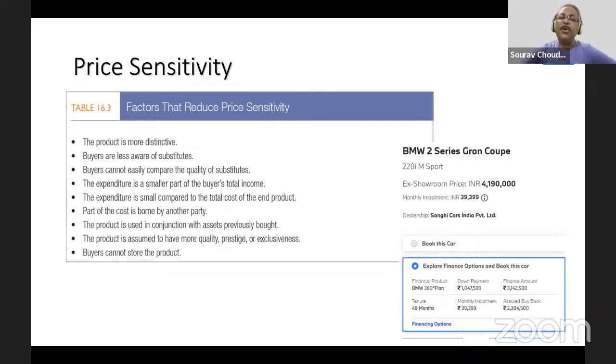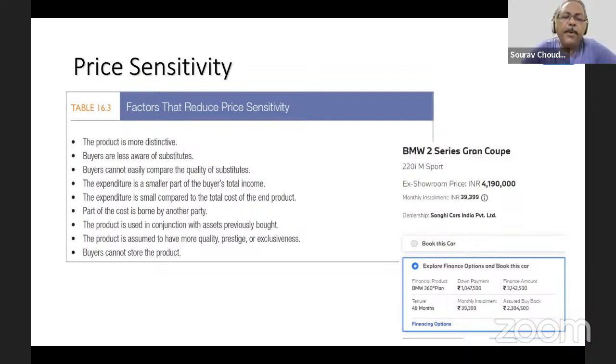So something which you own earlier, a previously owned asset, if that particular product is in conjunction with that previously owned asset, then its price sensitivity is very low. The product is assumed to have more quality, prestige, exclusiveness, exactly just like I said. Chanel, Louis Vuitton, these are all big brands. They have a quality, they have a prestige, they are exclusive. And so there you don't compare prices. You don't say that with the price increase, I'm going to not buy this. If the price is high, I'm not going to buy this.